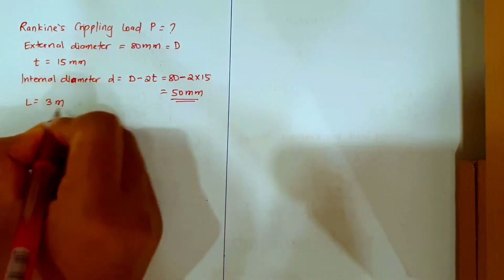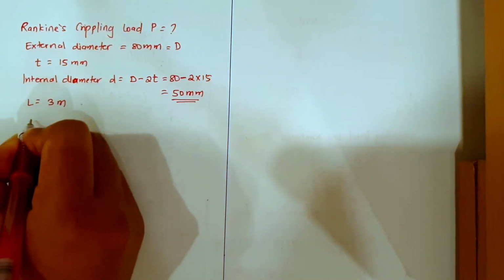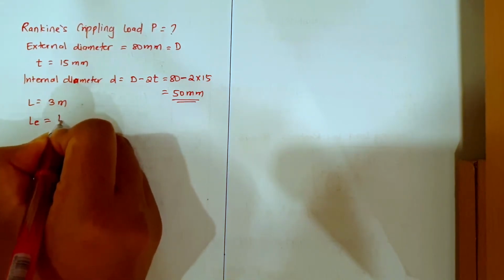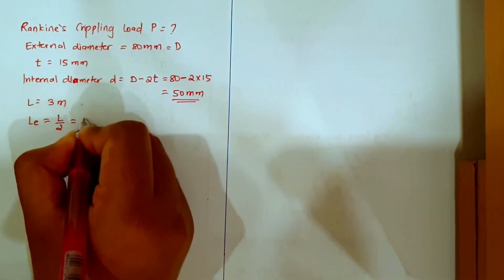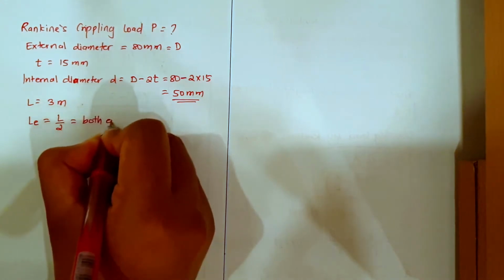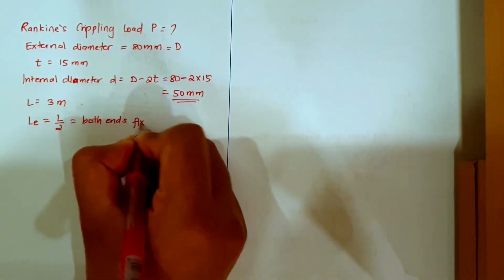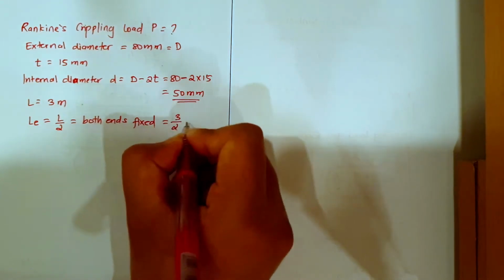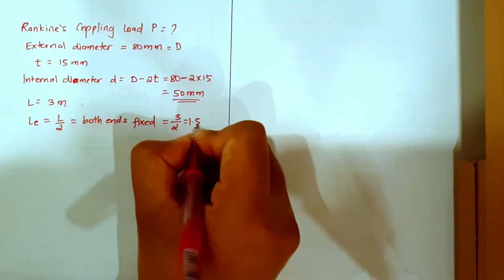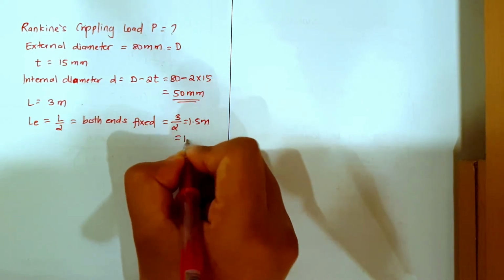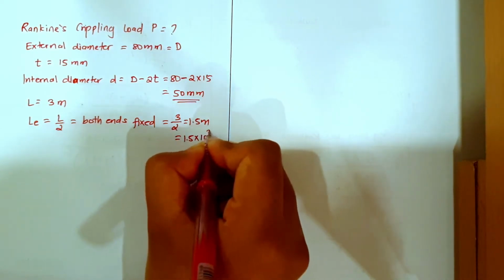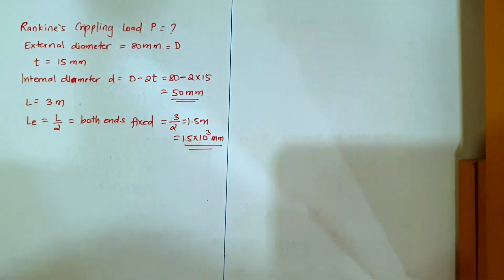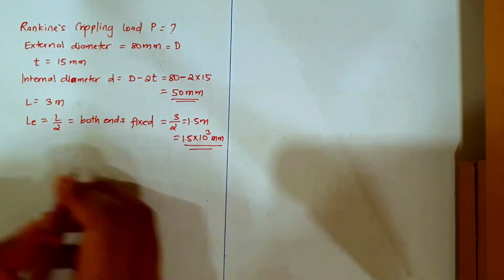Now the condition is that both ends are fixed. So if both ends are fixed, LE will be equal to L by 2 for both ends fixed, right? So this will be equal to 3 by 2, which will be equal to 1.5 meter, and this will be equal to 1.5 into 10 raised to power 3 mm. So we found the effective length also. And what else is given?